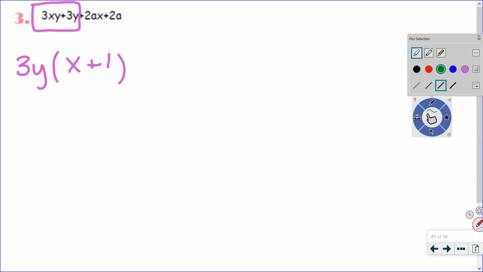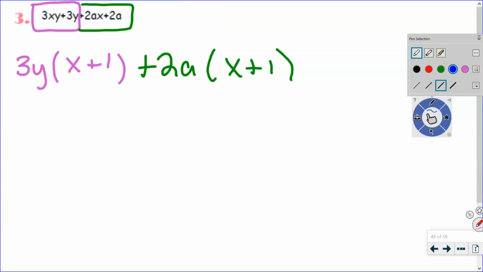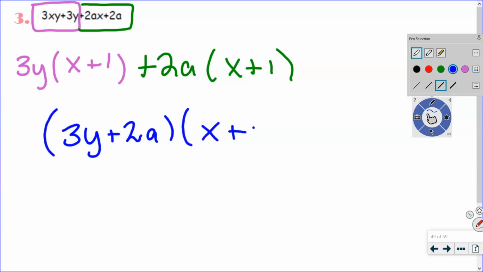What's going on with these last two terms? What did you guys take out of that? Yes. And that is going to leave x plus 1. Looking good. So our final answer is just going to be 3y plus 2a, x plus 1. Any questions on that?